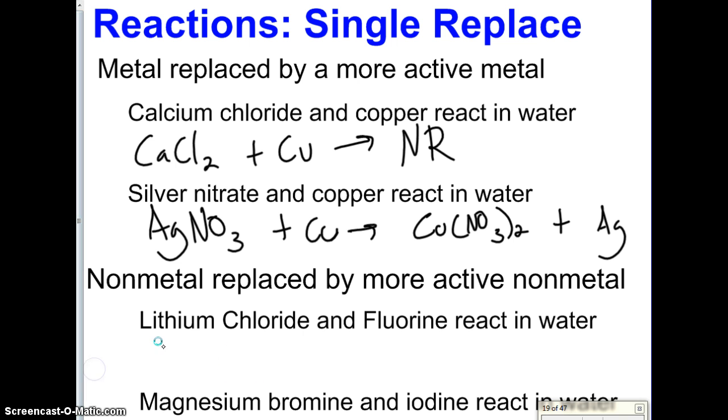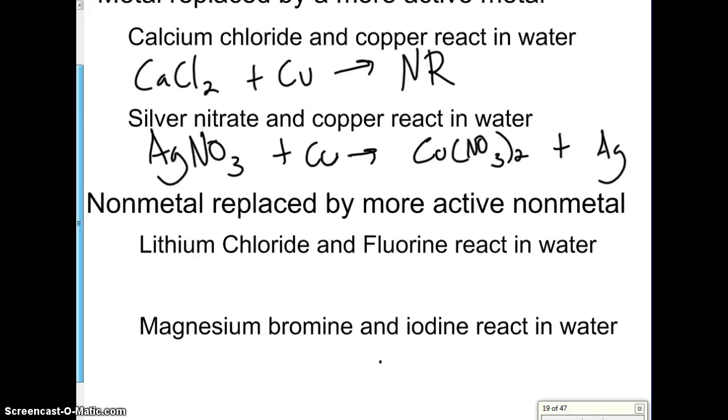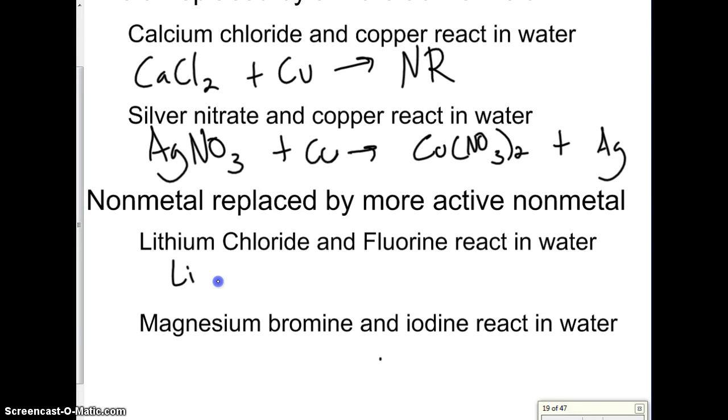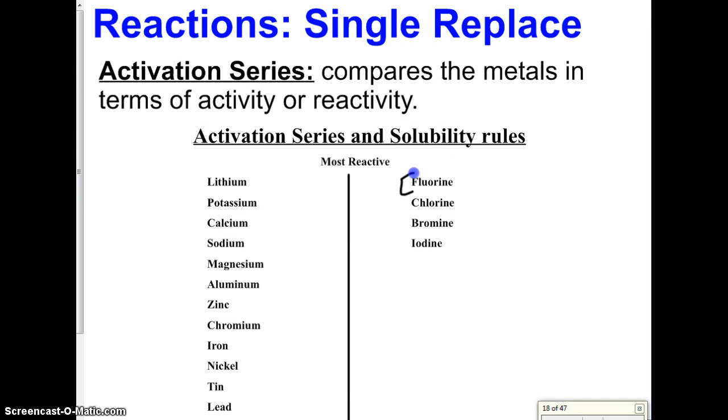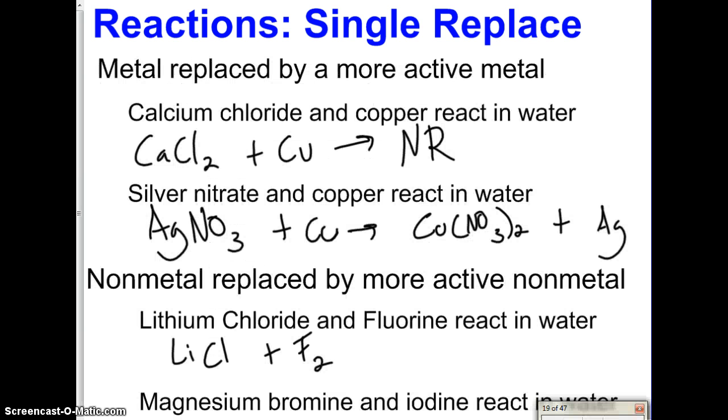Okay, let's jump down here and look at our nonmetals. Lithium chloride is LiCl, and again in water, so this would be aqueous, plus fluorine, which is F2. Jump back here. Fluorine is more reactive than chlorine, which means the reaction will occur. So fluorine's going to come in, kick chlorine out, and what we're going to end up with is LiF and Cl2.